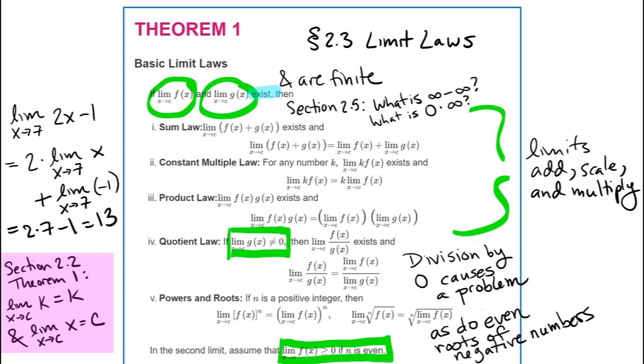Use the list of recommended problems to get practice applying the basic limit laws and recognizing when they do not apply.